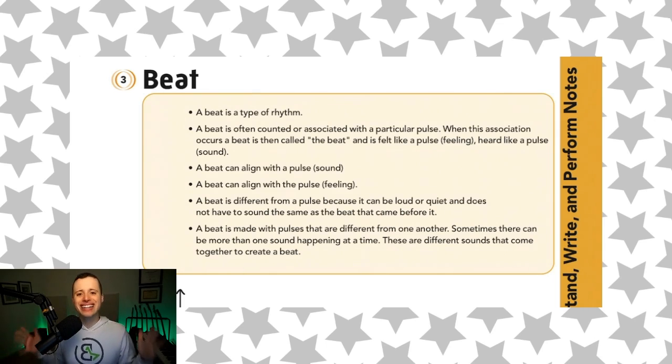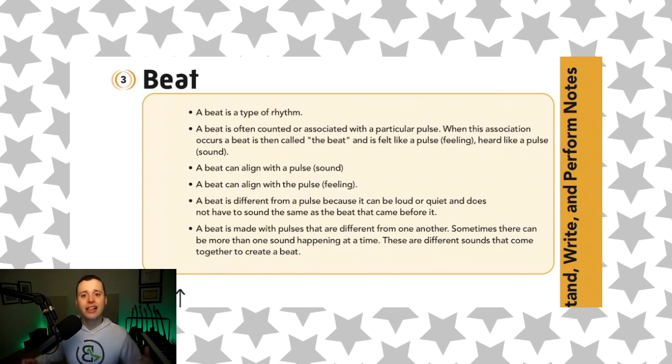So a beat is a type of rhythm. In the same way that a pulse was a type of rhythm, beat is a type of rhythm. So you can call beat rhythm, but a beat is not a pulse and a pulse is not a beat. So a beat is often counted or connected to, associated with, thought of being part of a particular pulse. When this association, this connection, this thought happens, a beat is then called the beat, and it is felt like the pulse.